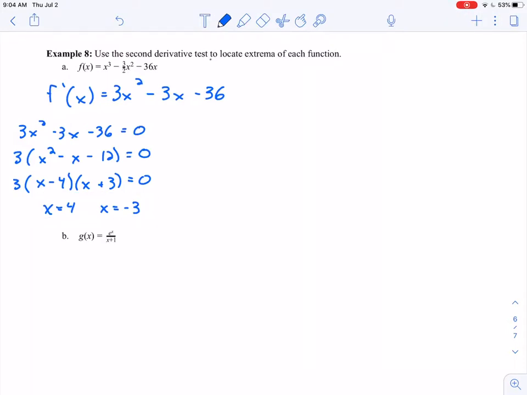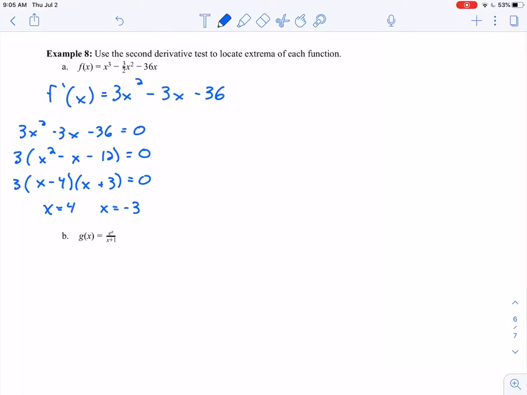If we're looking for all local extrema here, I would want to think about where my first derivative is undefined. In this case, however, we won't end up with any extra critical points, because the first derivative is a polynomial. It exists everywhere. So our only critical points are 4 and negative 3. We don't really need to consider this case.